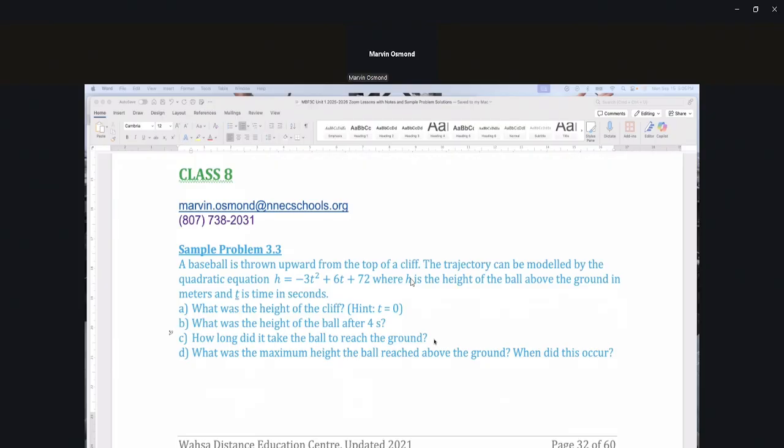So we're standing at the base of the cliff, and it's going to go over and it's going to go all the way down to the ground, which is far below the cliff. So that's the problem we're looking at. The trajectory means the path that it's going to follow.